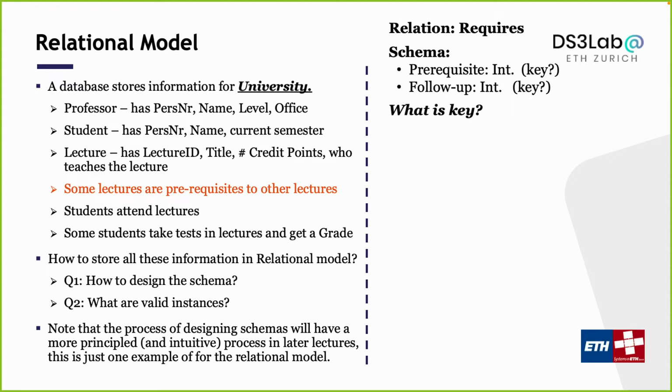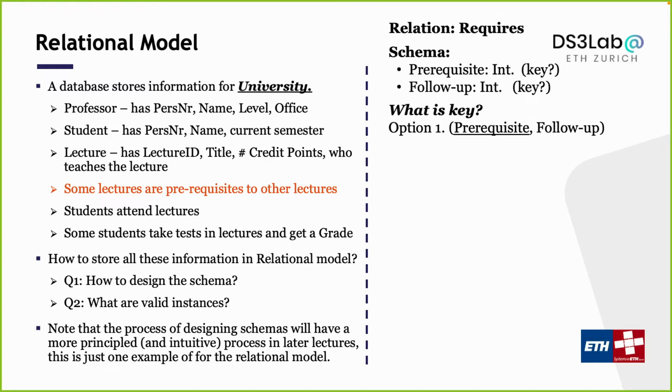One thing that's interesting about this is, let's think about this requires relation. What is the primary key in this example? Should I put the prerequisite as a key? Should I put the follow-up as a key? Should I put the combination of them as a key? That's something actually not that trivial. So let's think about that. There are multiple options, and let's think about the implication of each of the options.